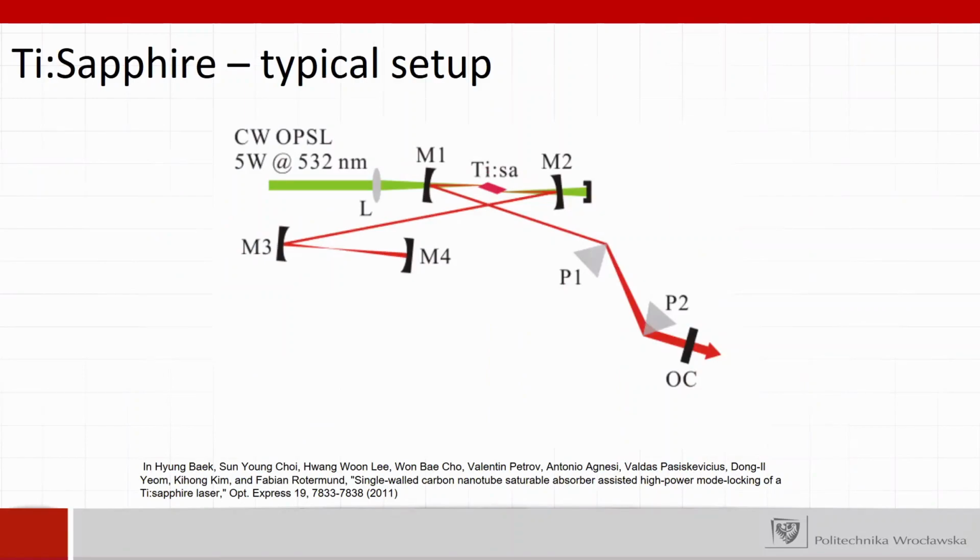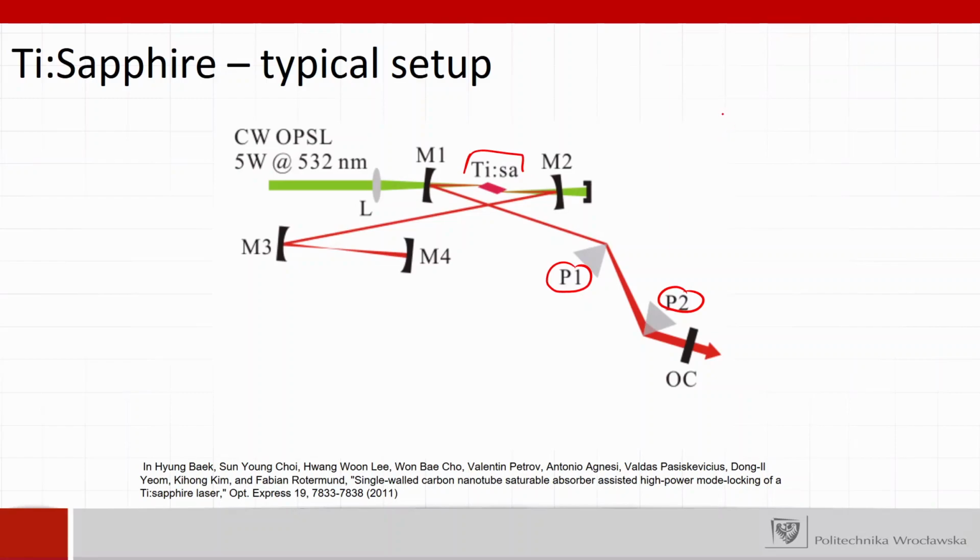Yeah, so this is a typical setup of a titanium sapphire laser, but this particular laser is a pulsed laser, so it generates these femtosecond pulses. That's why there are two prisms, P1 and P2. These are optical prisms that are used for filtering and inserting dispersion. But what is important here, what you can see here, is that this titanium sapphire crystal is placed under an angle with respect to the optical axis.